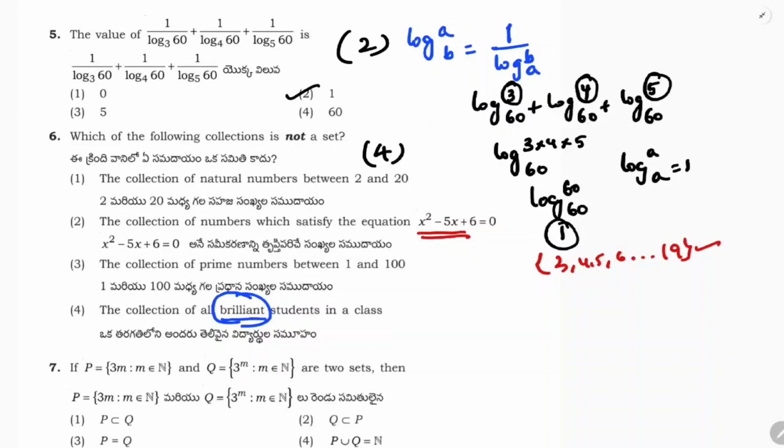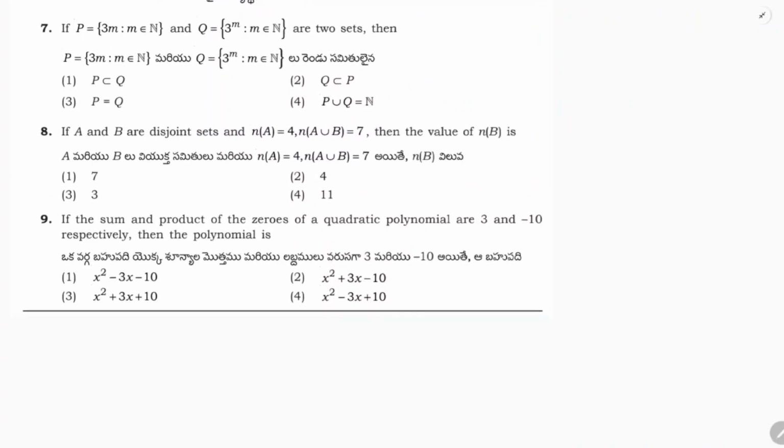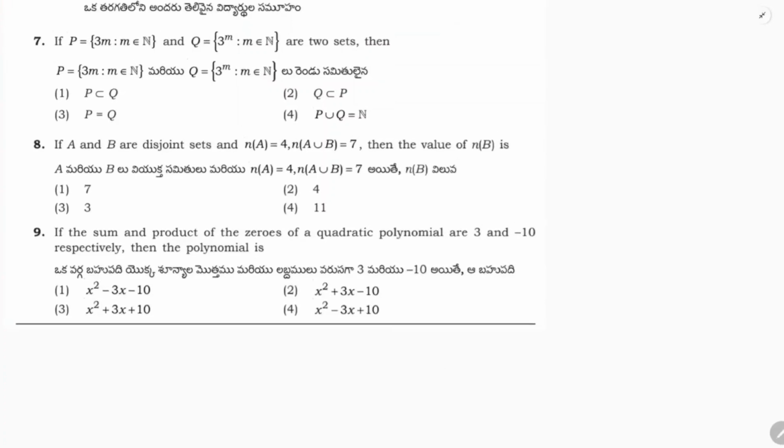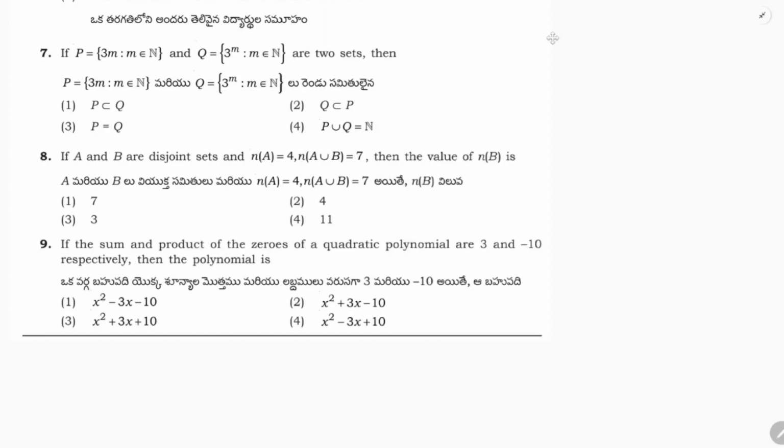Next question. 7th question, if you'll see here. P is a set such that 3m, such that m belongs to natural numbers. So here 3 times m, and m is a natural number. So I'll take it as 3 into 1, 3 into 2, 3 into 3, like that, and so on. So the set P is 3, 6, 9, 12, 15, and so on.